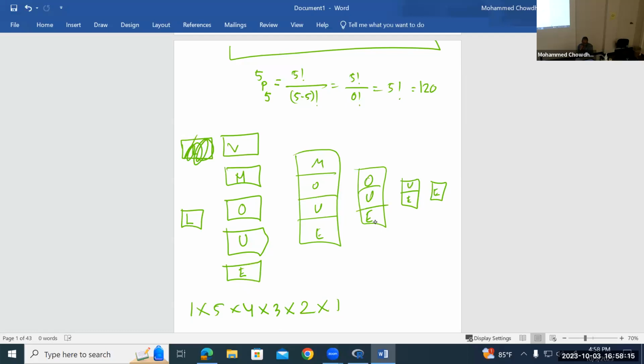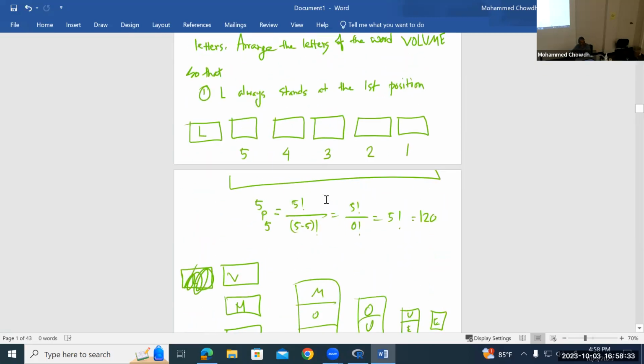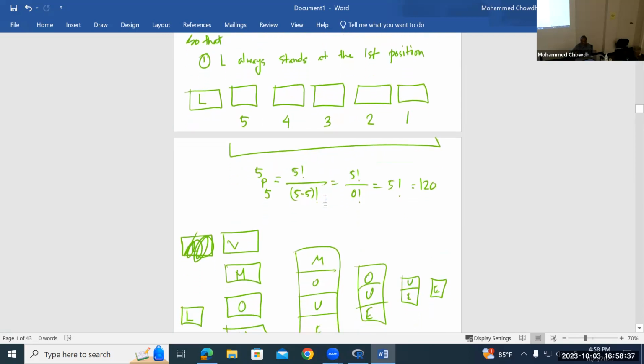How many ways can the letters of the word volume be arranged so that the first position is occupied by the letter L? Okay? By the letter L. Are you okay? Are you understanding? Do you want me to explain it again or not? You are okay? Okay.